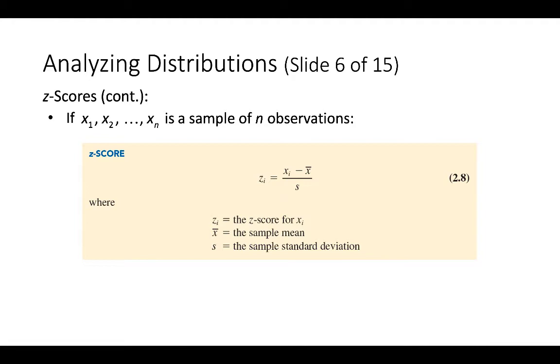So the z-score can be interpreted as the number of standard deviations xi is from the mean x bar. This is the formula for the z-score. For each value in the dataset, to calculate the z-score, you basically subtract the mean from it and then divide by the standard deviation. And then you get a number which we call the z-score.